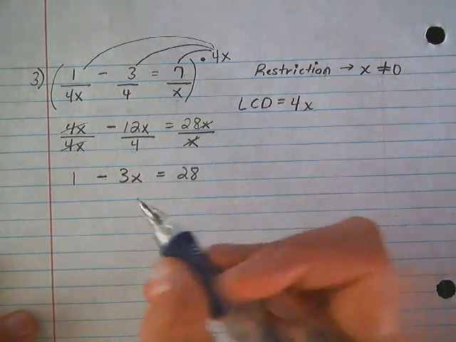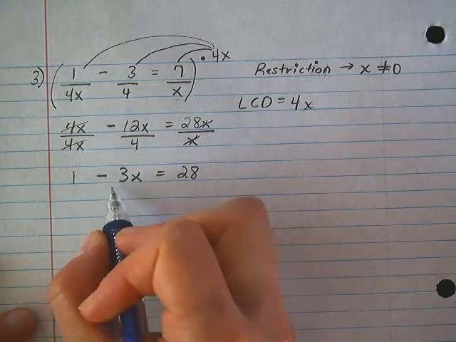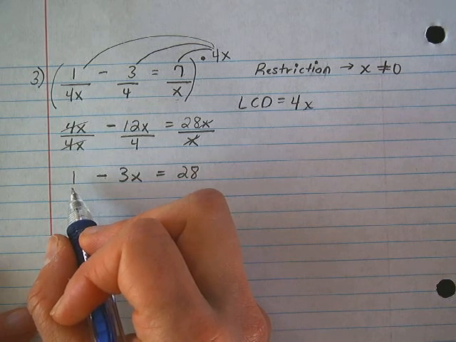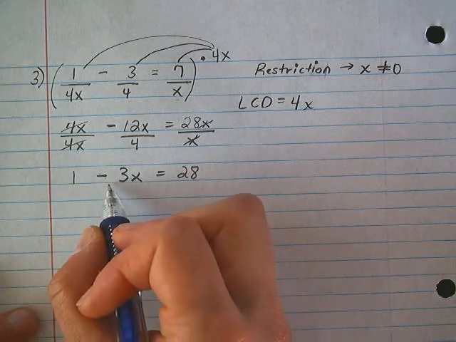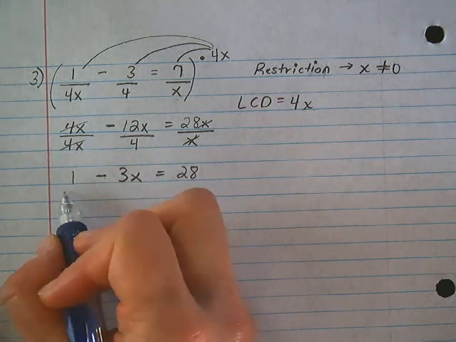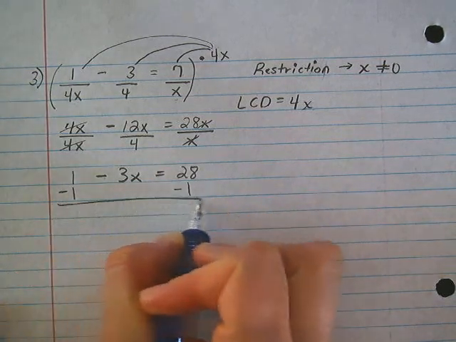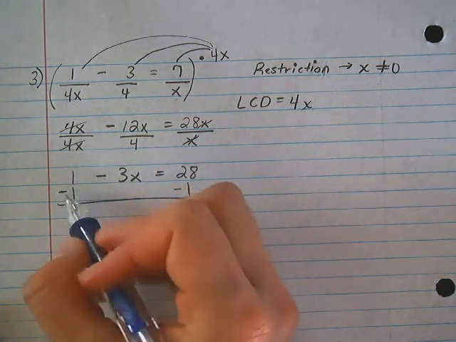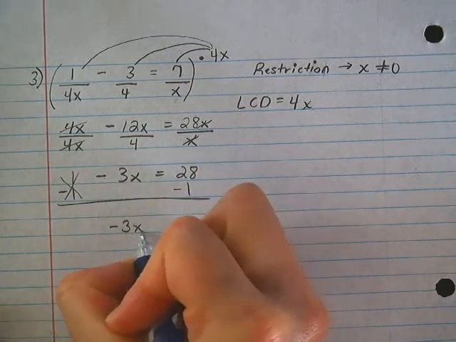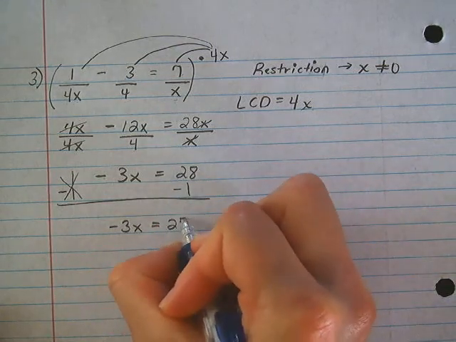All right. And then from there, I just have to solve for x. So notice we've got 1 minus 3x. A lot of people are going to make a mistake and want to add the 1 because they see this negative. But notice, this is technically a positive 1. So you want to subtract the 1 first, to get that 1 over there with the 28. So 1 minus 1 will go away. And then the negative 3x will come down. And then that equals 28 minus 1 is 27.